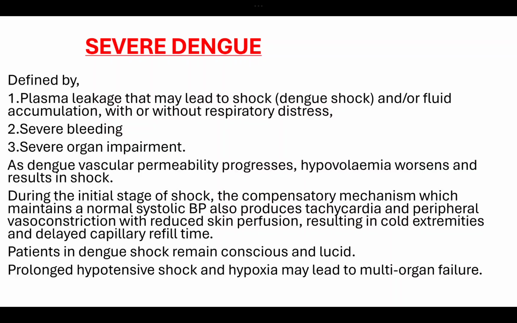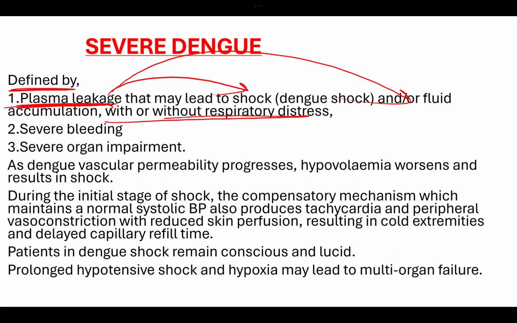Is it clear? Severe dengue is defined by plasma leakage. The plasma leakage may lead to shock, or it may lead to fluid accumulation with or without the respiratory distress. It can lead to severe bleeding and severe organ impairment.